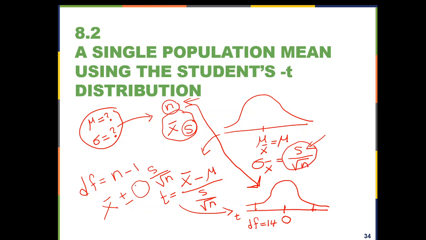Well, that would be t sub c or t sub alpha over 2, right? Alpha is how much is in the tails, and half of it is how much is in one tail. So we can find these numbers using t distribution instead of z distribution. So let's talk about t distribution, where it comes from, and then we're going to do this, okay?